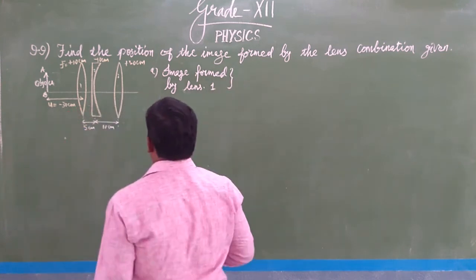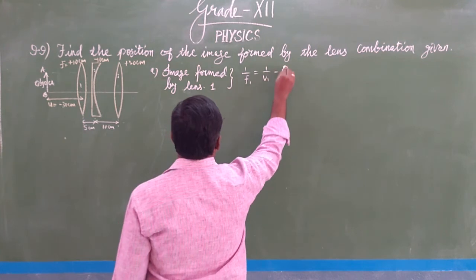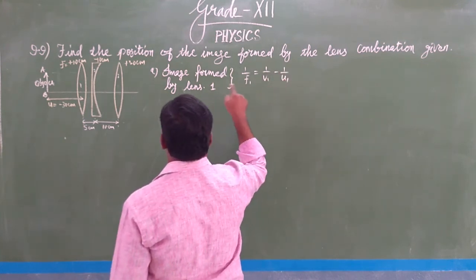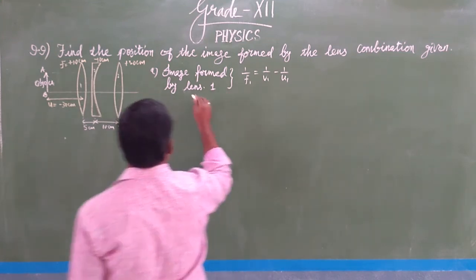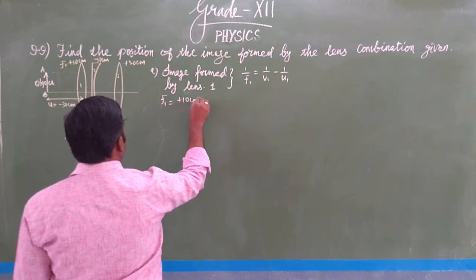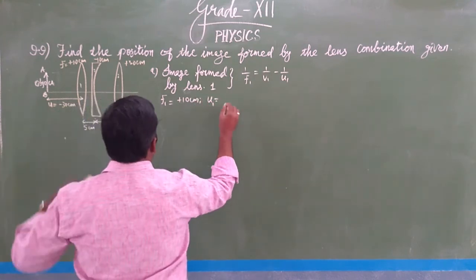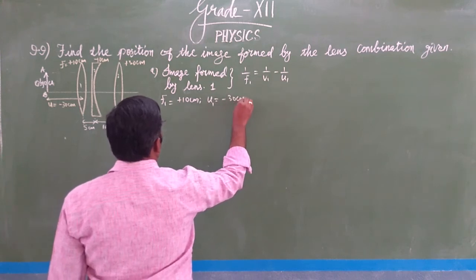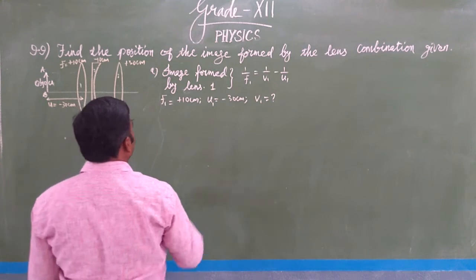We know the lens formula. What is the lens formula? 1 by f1 is equal to 1 by v1 minus 1 by u1. They have given the focal length of this lens as 10. So the focal length is plus 10 centimeter, and the object is placed at 30 centimeter on the left hand side. We want to find where it forms the image, so substitute all the values.